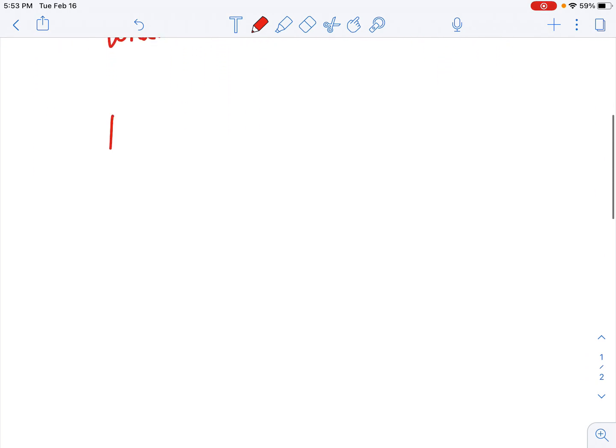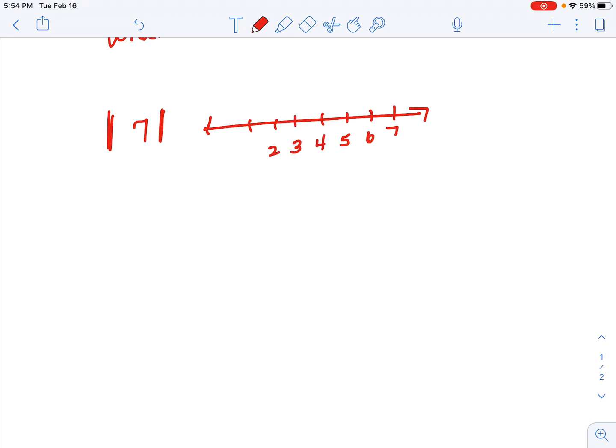If I said, what is the absolute value of 7? And that's what that symbol says. What's the absolute value of 7? That means, okay, if I'm at 7, how far back is it to 0? So it'd be 1, 2, 3, 4, 5, 6, 7. So my answer would be 7.